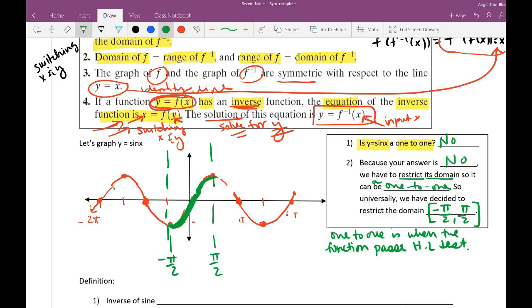And let me show you what quadrants, okay? Negative pi over 2 is this way, so you're in quadrant 4. We're taking quadrant 4. And pi over 2 is this way, so we are taking quadrant 1. So keep in mind that on the graph of sine, we are taking from negative pi over 2 to pi over 2 for the values. But on the coordinate plane, you can think of it as quad 1 and quad 4.